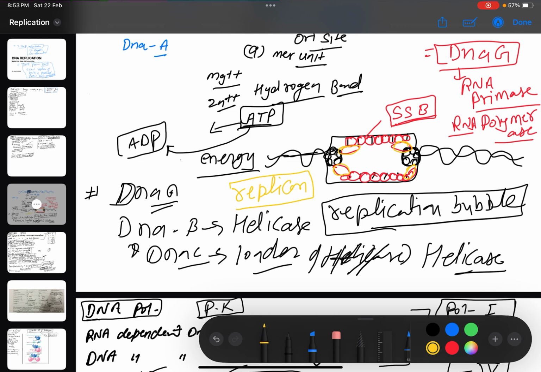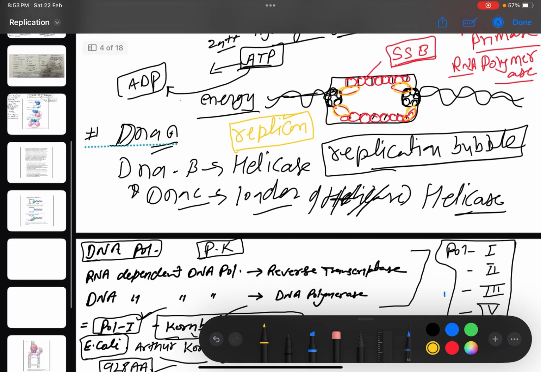Replicon. It is known as replicon. Now, first, when it is only melted, then it is known as the replication bubble. And where the replication has occurred, that site of replication is known as a replicon, like this. Okay. So now the RNA primase is loaded here.